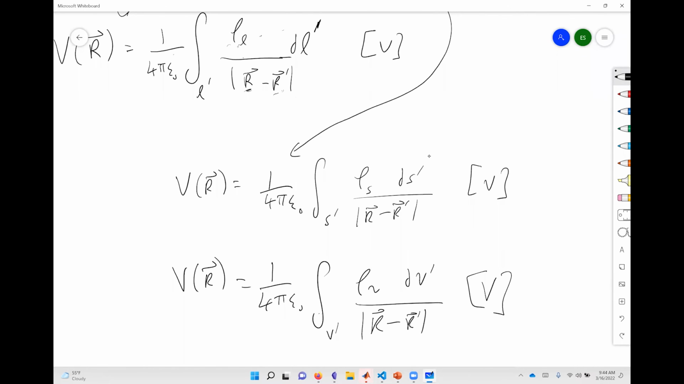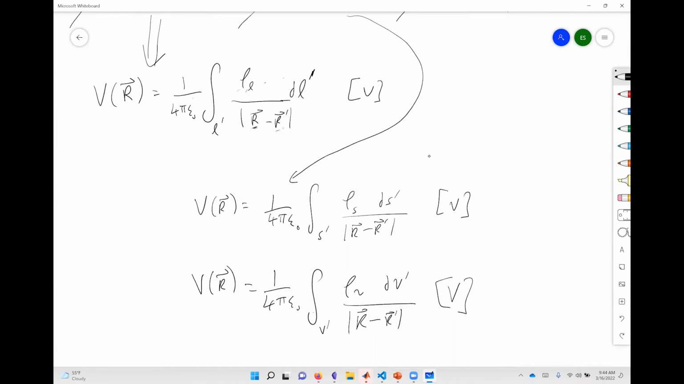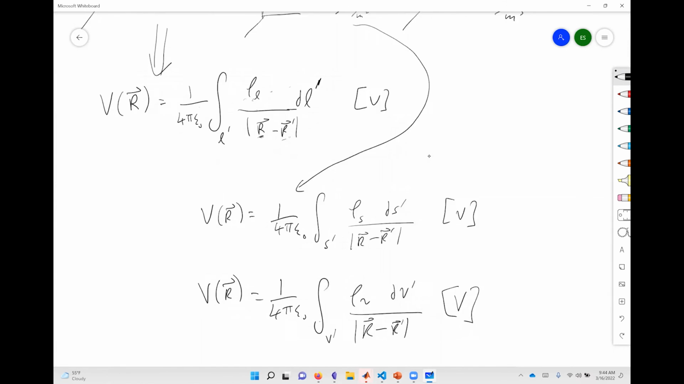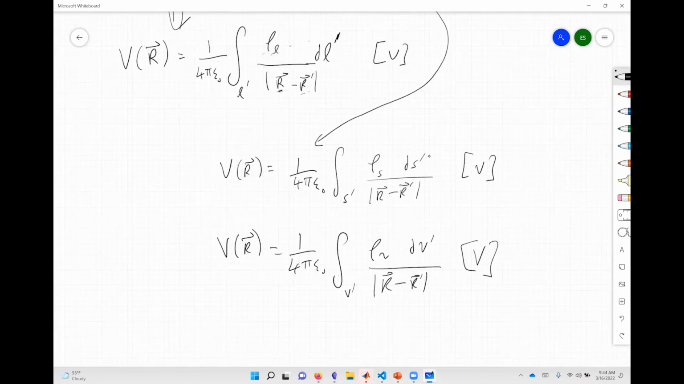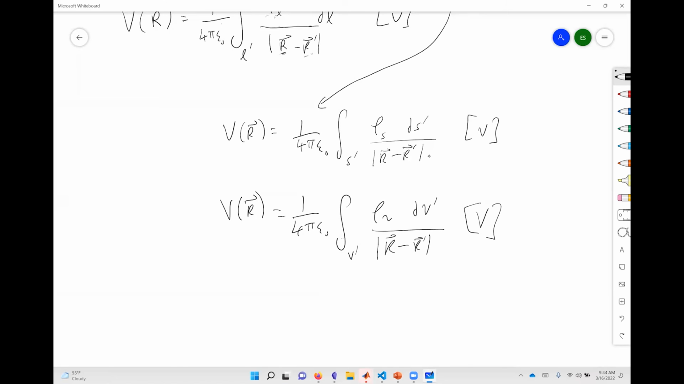And the idea is that hopefully this will be simpler to do than applying Coulomb's law, because everything in this case is a scalar. It's not a vector.